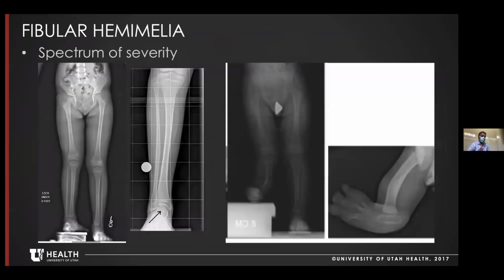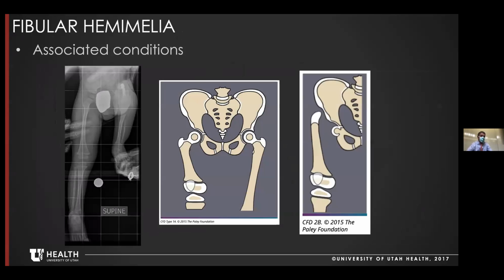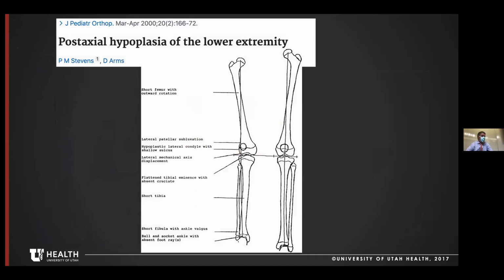It has a very wide spectrum of severity, ranging from a close to normally formed leg with a small length difference to severely affected leg with deformity and shortening. It's also often associated with other conditions, including congenital femoral deficiency and proximal femoral focal deficiency, which have their own severity range from a minimally short femur to total absence of the proximal femur and hip joint. So in fact, fibular hemimelia probably isn't a distinct entity, but rather a continuum of abnormal development throughout the leg.